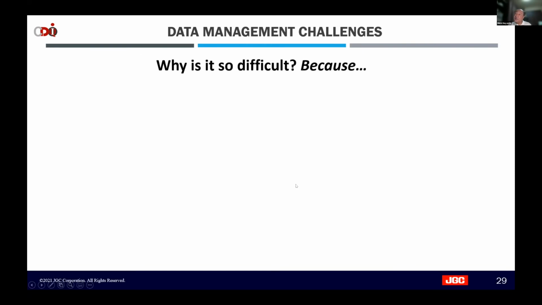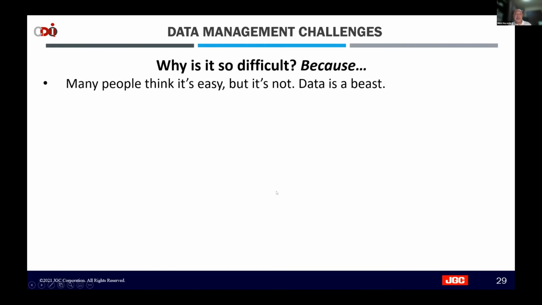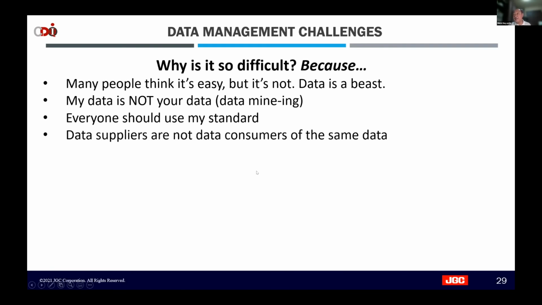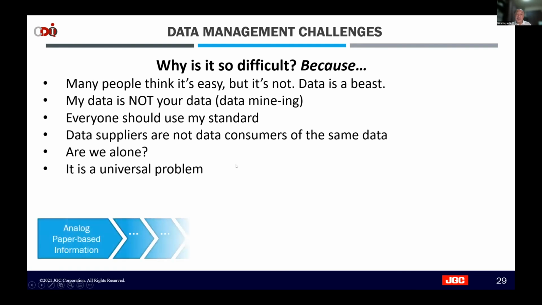So why is this so difficult? Because many people think it's easy, but it's not. Data is a beast. My data is not your data. We call it data mining. Everyone should use my standard. I don't use your standard, use my standard. And data suppliers are not data consumers of the same data. Are we alone? No, it's a universal problem.